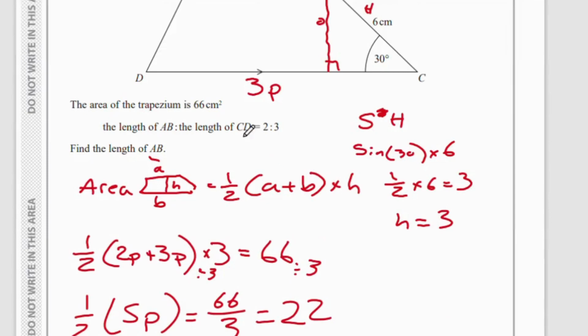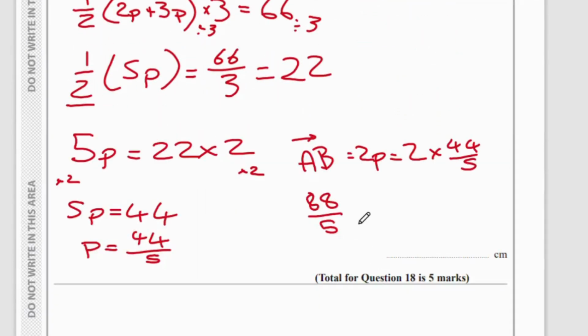And we can give the number as a mixed number if we want. So 88 divided by 5 is something like 17, and then with the remainder 3, so it's going to be 17 and 3/5.